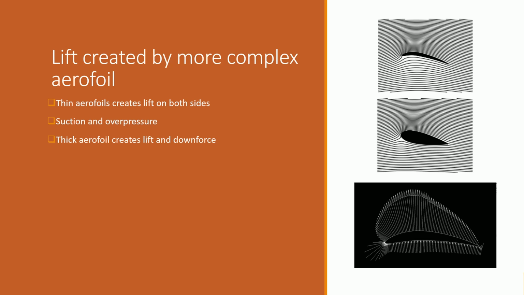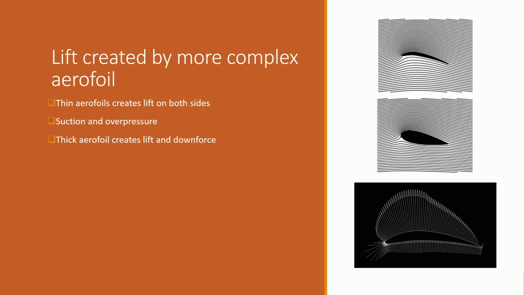Above the upper surface, a thick aerofoil produces a similar curvature to the thin one. However, below the thick aerofoil, the curvature is in the opposite direction, which means that there is suction on both sides of the aerofoil. Suction on the lower surface produces a downforce, which means the overall net upwards force produced will be less than that created by a thin aerofoil. The lower surface also has an overpressure region near the leading edge, which will produce some lift.